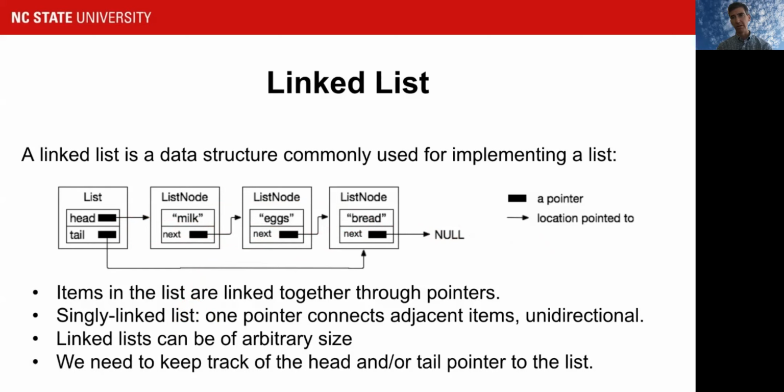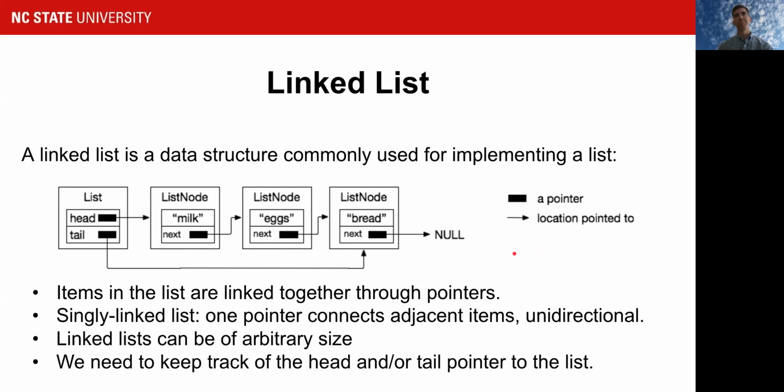Note, this is much better than the array in that sense, right? An array is of a fixed size. I need to stay within the confines of the array. But with this linked structure, it can grow to an arbitrary size very easily. All I have to do is make another node and link it onto my list.